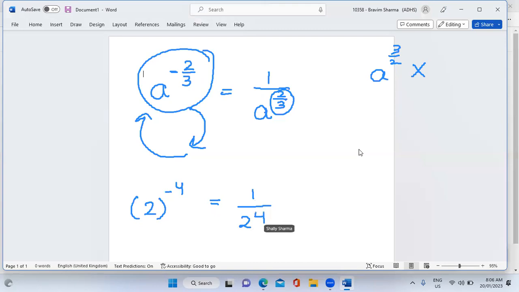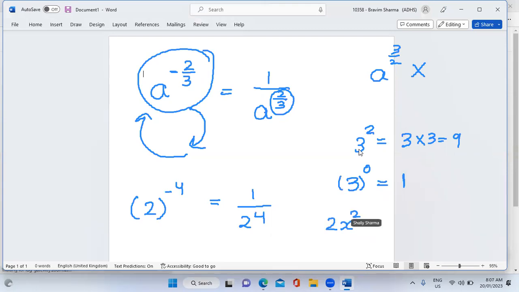So this is all about the indices with negative exponent values. If the exponent values are positive, then we simplify them normally. So 3 squared is 3 times 3, which is 9. And if we have an exponent value 0, any finite value raised to the power 0 is always 1. And if you have any big expression, let's say 2x squared y to the power of -1, still you can apply the same law of negative exponent.